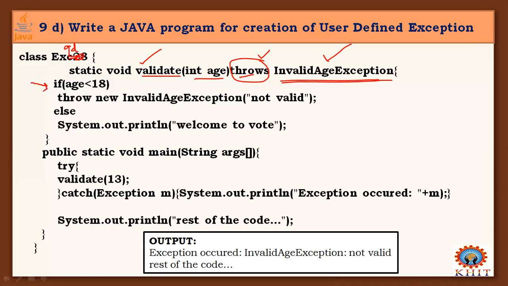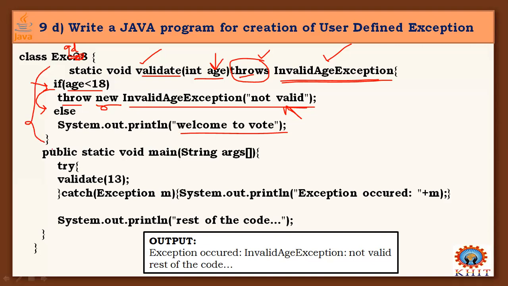So inside of this method, I'm going to check the age value, as we pass the parameter age to this method when it is invoked, comparing with 18. So it simply throws an InvalidAgeException, using the new keyword and indicating one string value, not valid. Otherwise, if this condition fails, it simply accepts and allows you to vote.